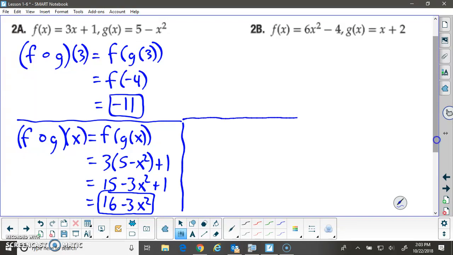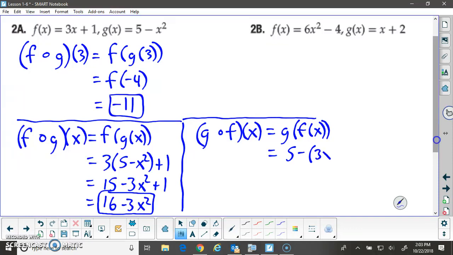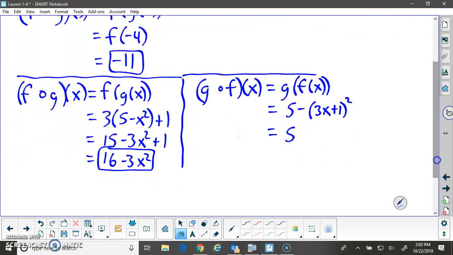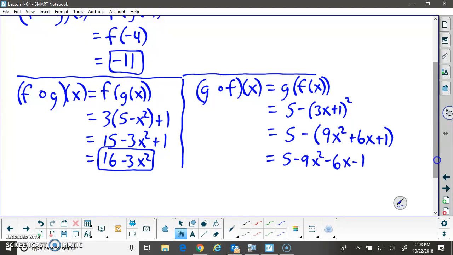And then our last one is to find g of f of x. What that means is you're putting f of x inside g of x. So if we put f of x inside g of x, it should look like this. Simplifying it, we'd have 5 minus 9x squared plus 6x plus 1. Distribute that negative sign. Combine like terms. And we get our result.